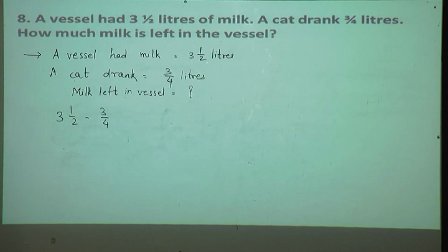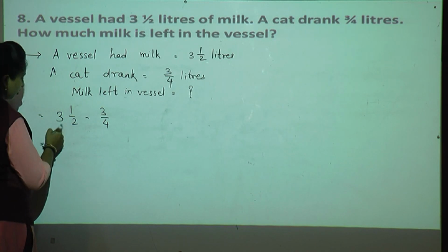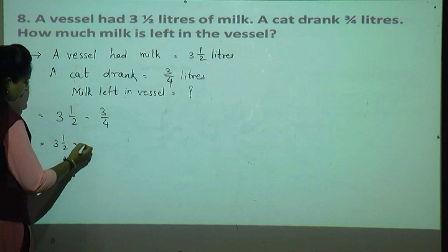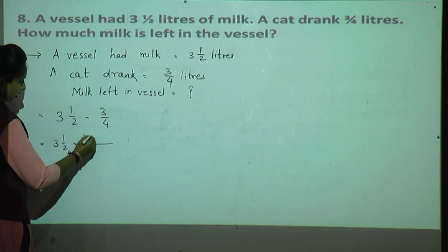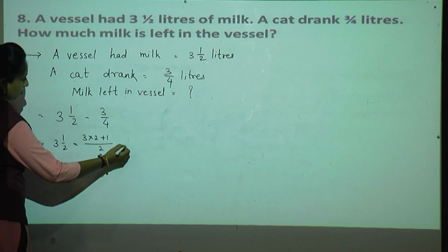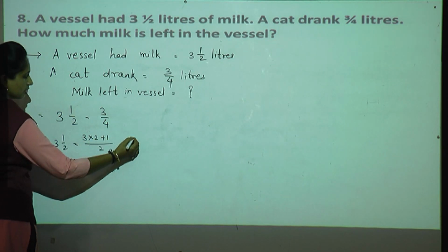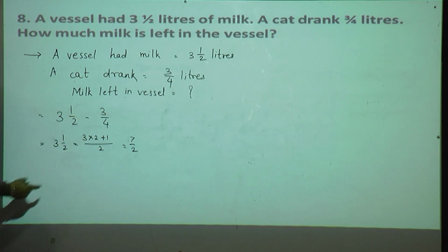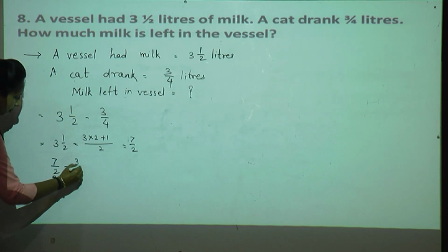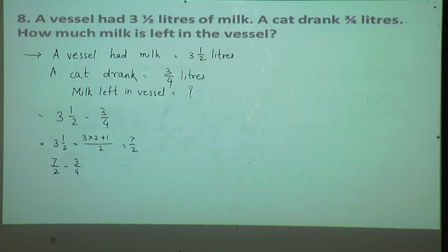Now here see, one is a mixed fraction and one is as it is. So first what we have to do? Mixed fractions we will convert into improper fractions. This number 3 1/2, what we have to do? 3 multiplied by 2 plus 1 over 2. 3 twos are 6, 6 plus 1, 7/2. So the number is 7/2 minus 3/4. Now see, the denominators are not the same. So what we have to do? We have to find out the LCM of both the numbers 2 and 4.